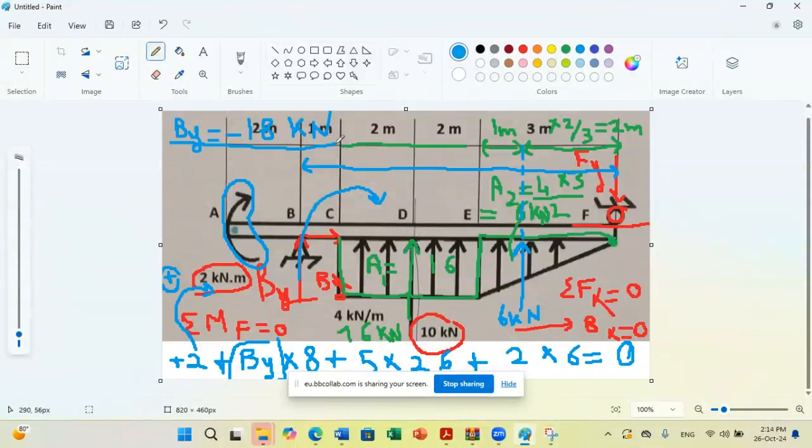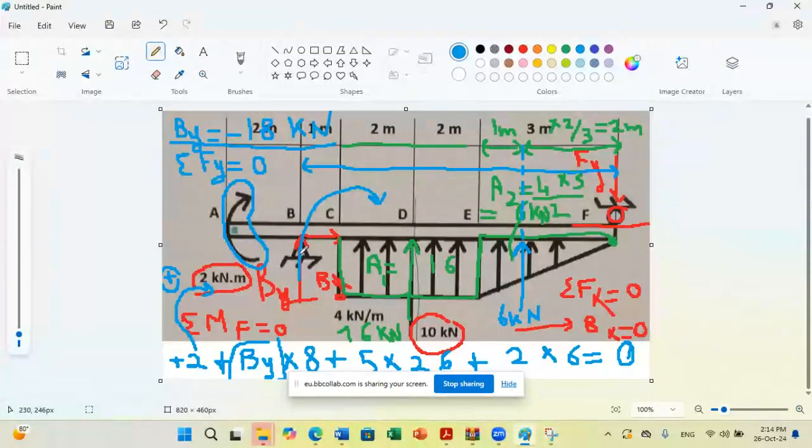Now we can do sum of forces along y. The only unknown will be Fy. So if we do sum Fy equals 0, what do we have along the y direction? We have plus By. I put the plus because I considered By to be upward.